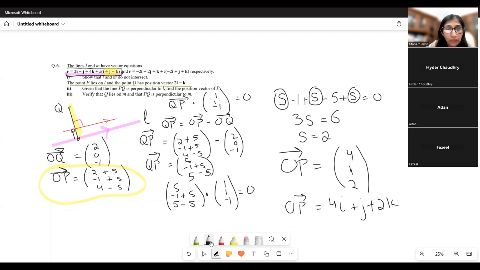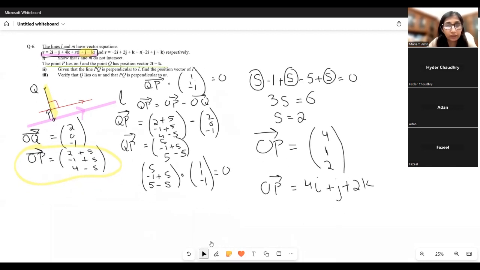Verify Q lies on M and PQ is perpendicular to M. इससे ज्यादा क्वेश्चन को ये ड्रैग नहीं कर सकते थे. खैर अब 3 करते हैं. Let me just clear space.